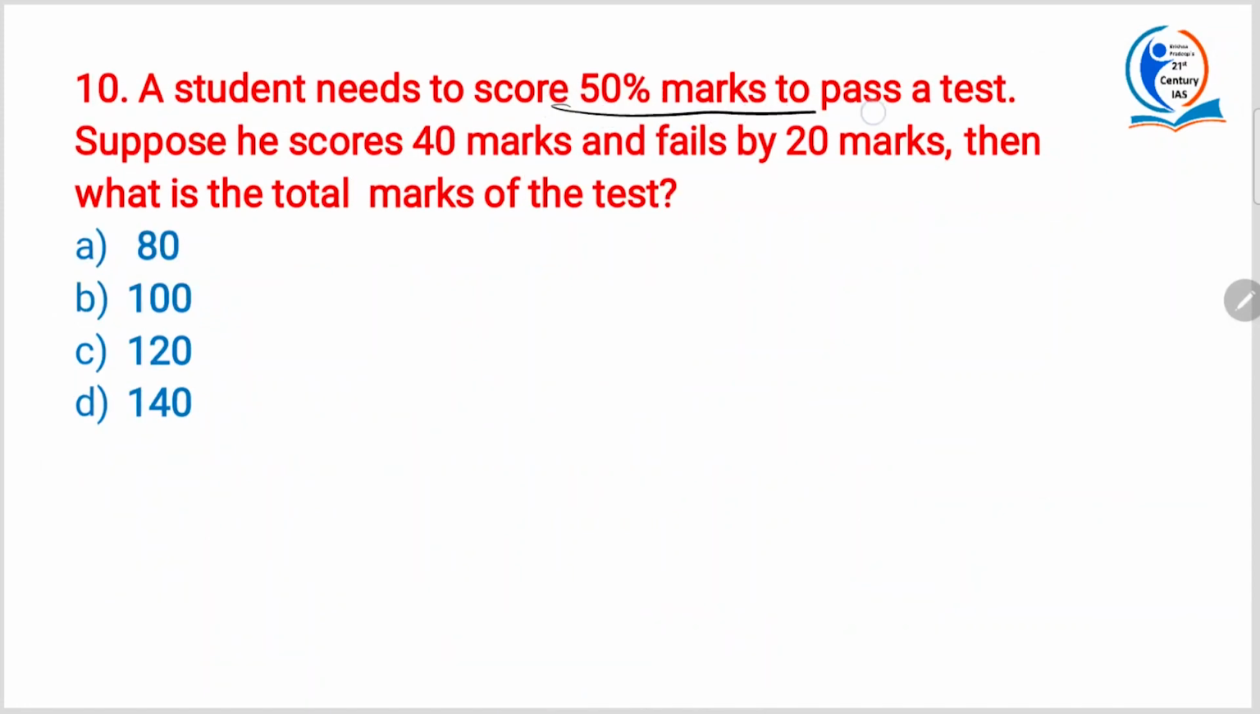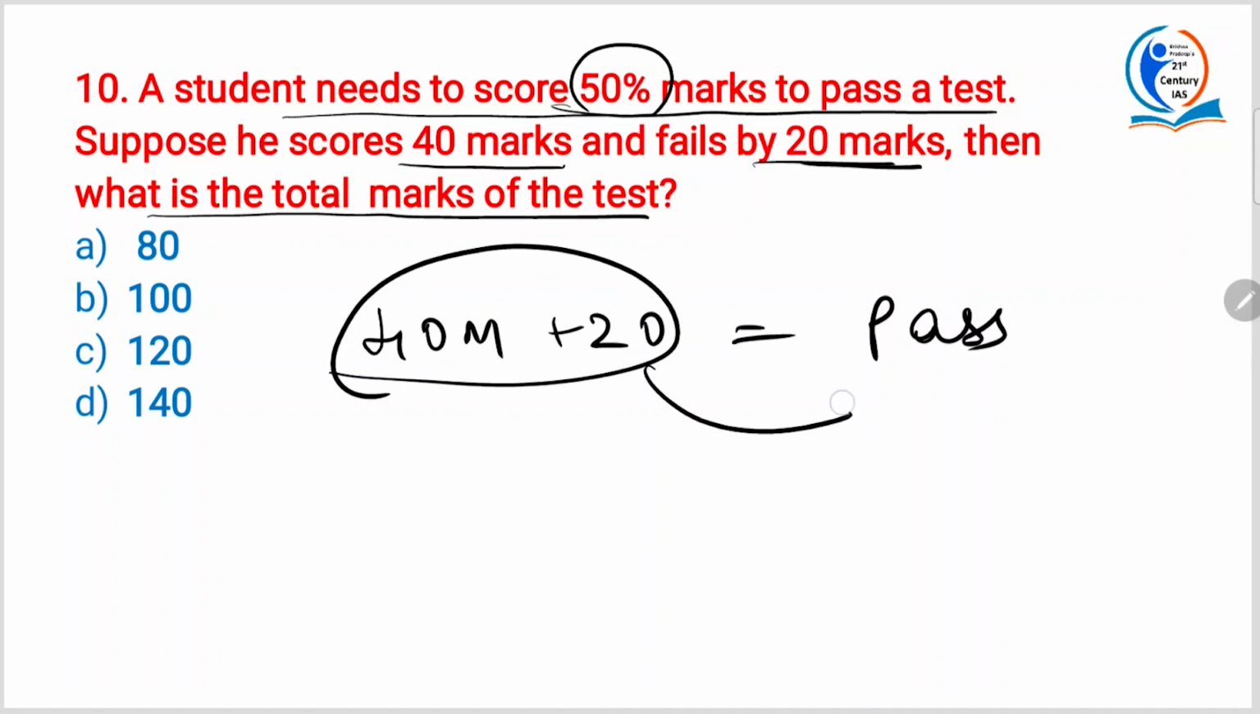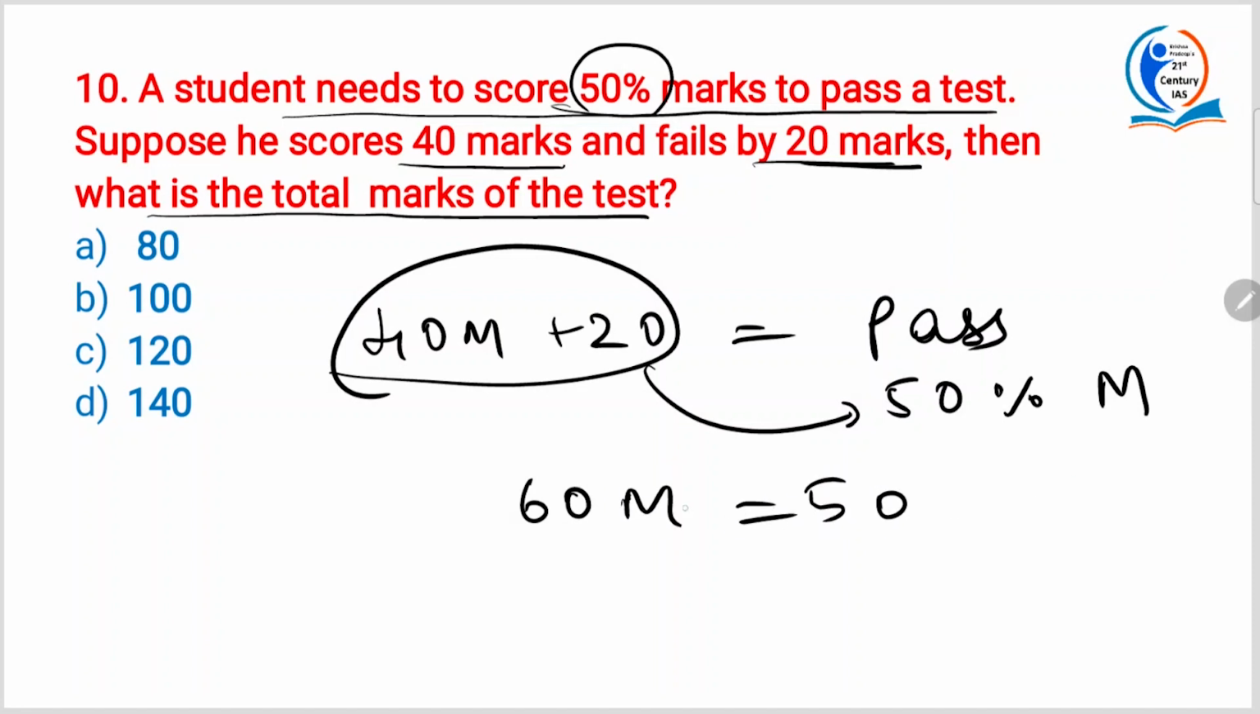Now, next. A student needs to score 50% marks to pass a test. Suppose he scores 40 marks and fails by 20 marks. Then what is the total marks for the test? So, this fellow is scoring 40 marks and is failing by 20 marks. If you add 20 to this, which means he will be passing, right? Now he needs to score 60 marks to pass the test, which means this is equal to 50% of the total marks. So 60 marks is equal to 50%. Now total marks, 100%, will be how much? Double of this one. It is 120.